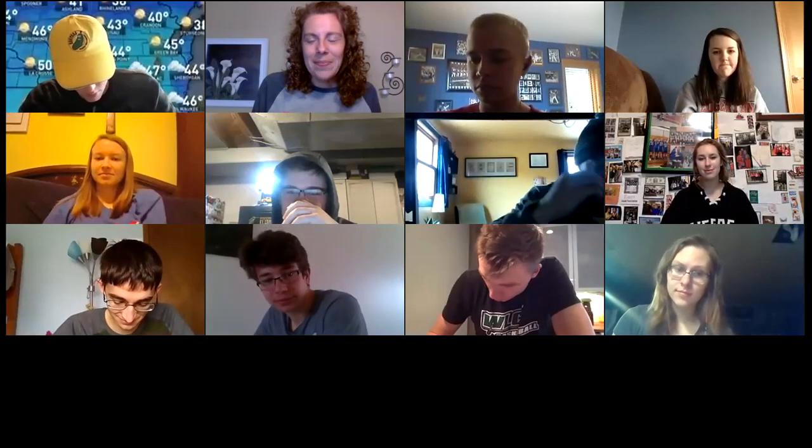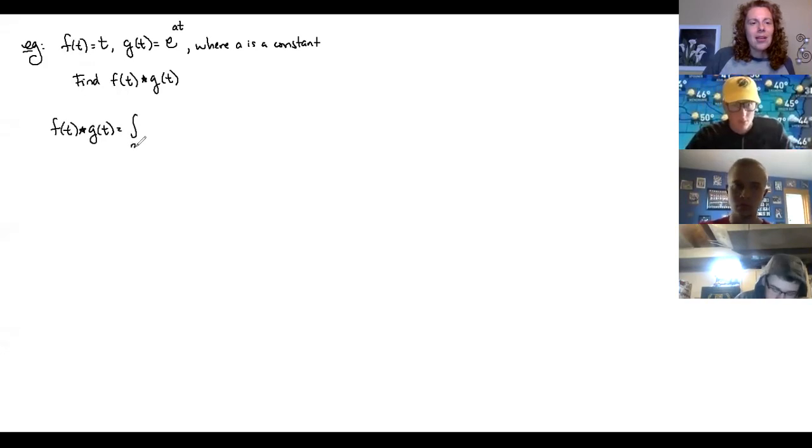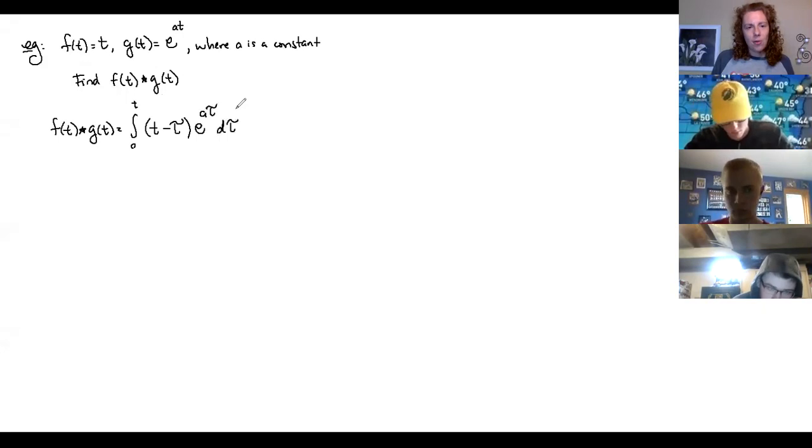So going back to the whiteboard, we said that we wanted to plug it into f of t. So we've got f of t star g of t, integral from 0 to t, f(t minus tau) e to the a tau d tau. This is the way I did it on my piece of paper, by the way. Let's distribute both pieces of that, and then we'll deal with two integrals separately.